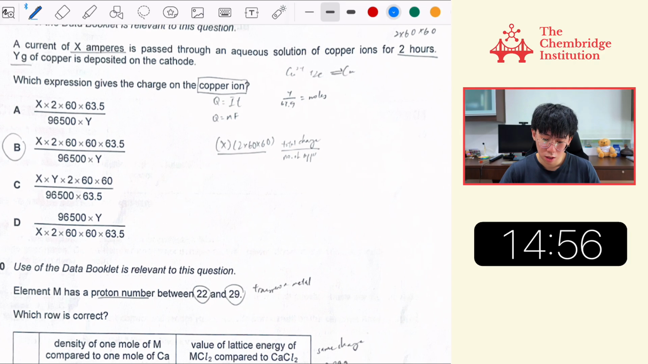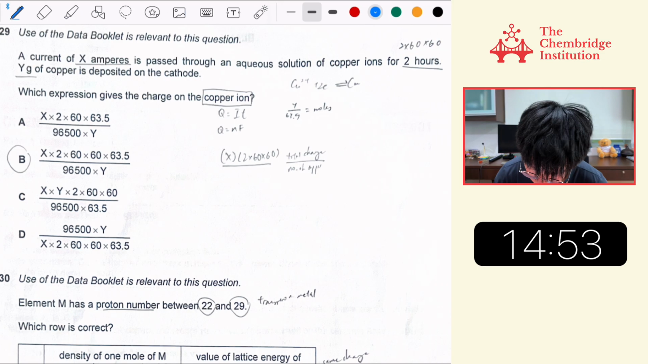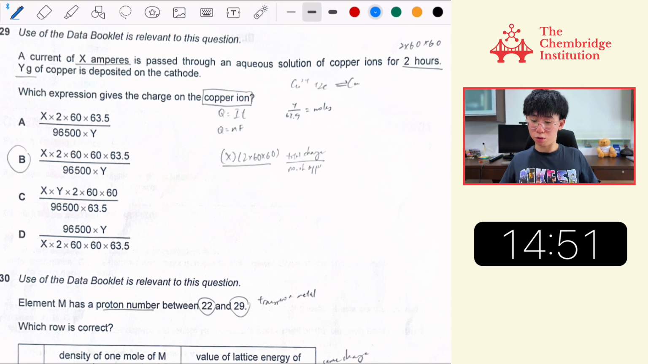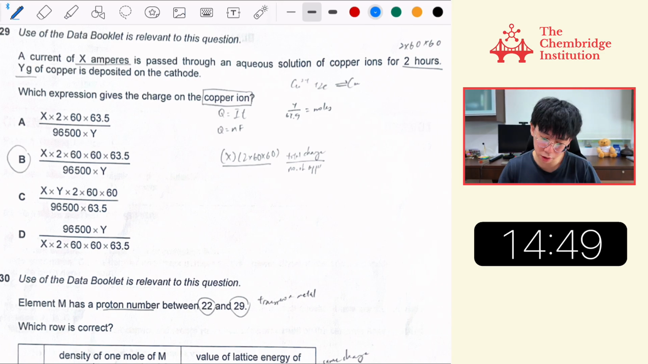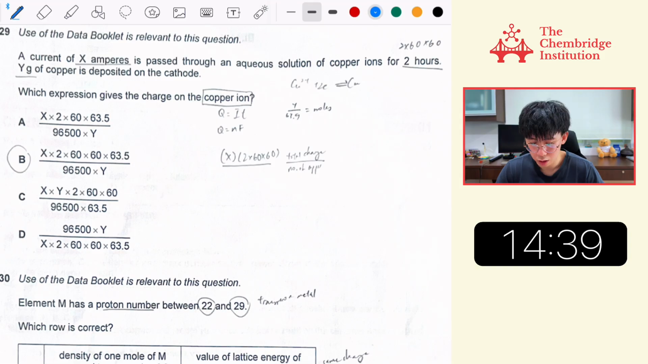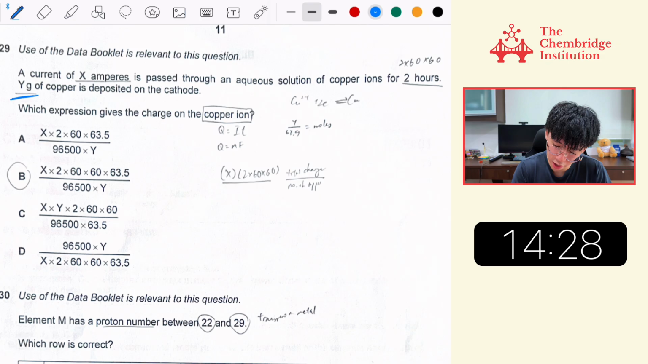Okay, next. Use of data booklet is relevant to this question. A current of X amperes is passed through an aqueous solution of copper ions for 2 hours. Y grams of copper is deposited on the cathode. Which expression gives the charge on the copper ion? Okay, so they give you Y grams. You definitely need this, and X amperes.